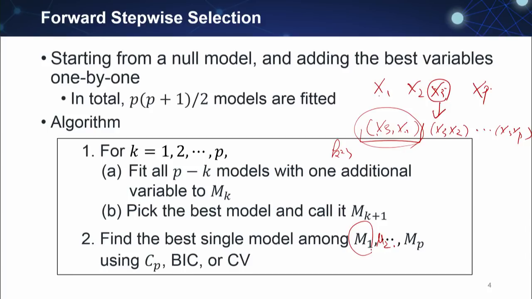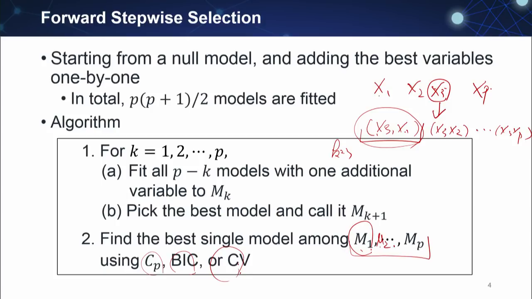So in this way, we keep going up to the p input variables. So we make M1, M2, M3, and Mp. So in total, there are p best models. And among these p best models, we actually select the truly best model. Definitely in this case, we need to use similarly Cp, BIC, or cross validation.